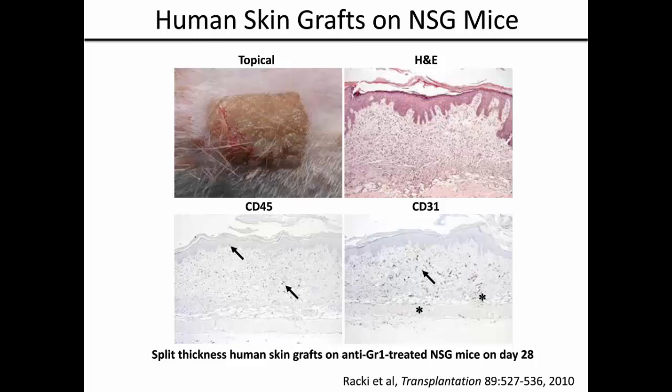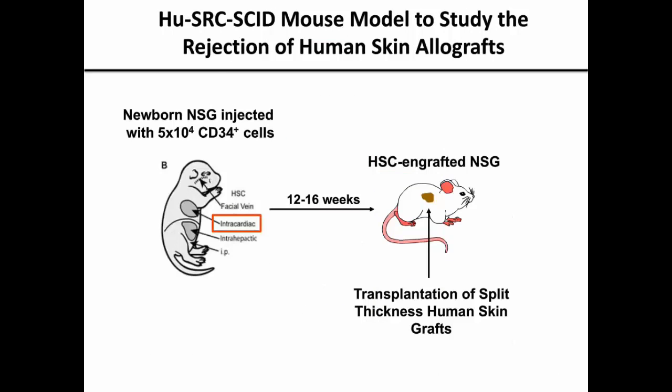So here's the actual experiment now, where we take, again, our newborn engrafted model injected with 50,000 hematopoietic stem cells. We screen these animals for engraftment, and those which have an appropriate immune system, we can then give a split-thickness human skin graft and see if these animals reject their graft.